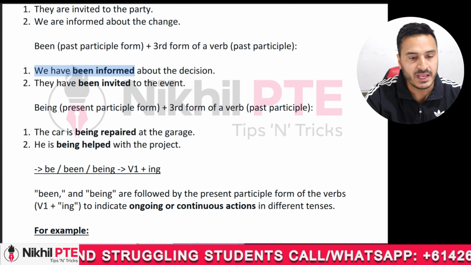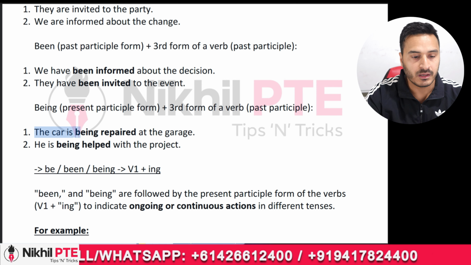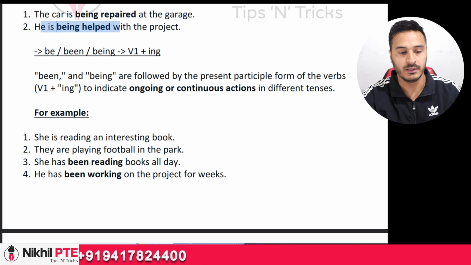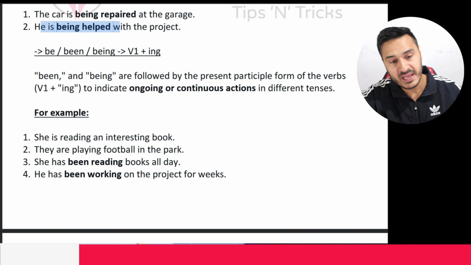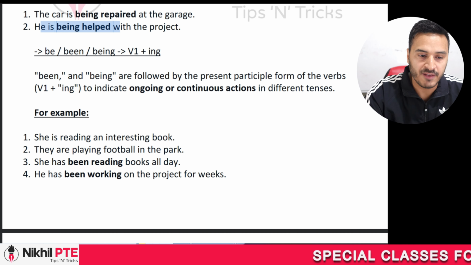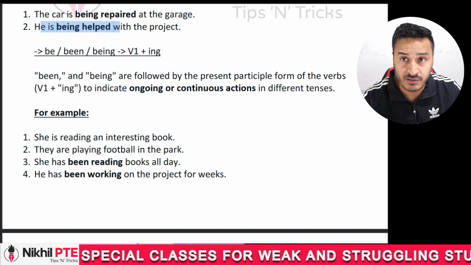We have been informed. They have been invited. The car is being repaired. He is being helped. So been and being are followed by the present participle form of the verbs. I have mentioned already. Everything is written in front of you so that you can understand better and better.